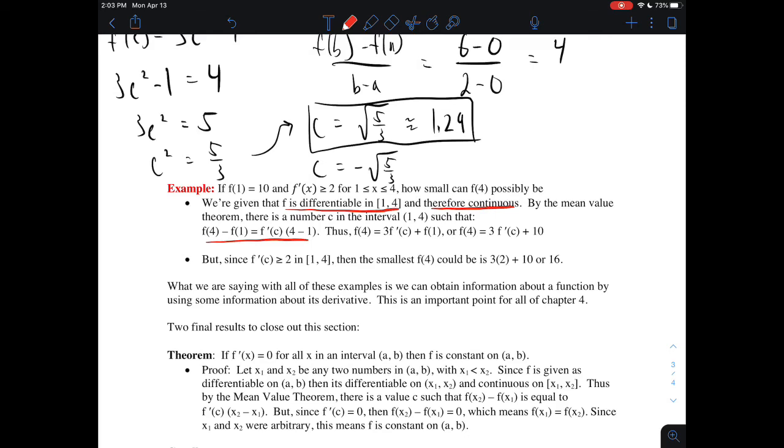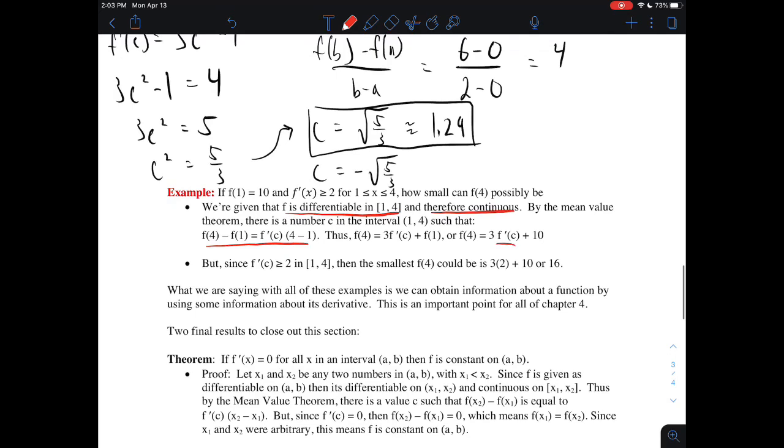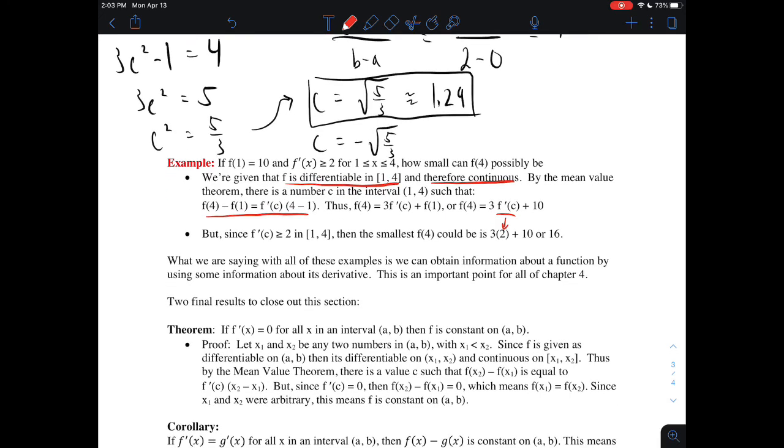Since we were told that the derivative is greater than or equal to 2 in that whole interval, then the smallest that the derivative could be is 2, which means that f of 4, the smallest it could be, would be 3 times 2, here I just replaced the derivative with 2, plus 10, or 16. That's kind of an odd example to look at, but the point of that example is what I've written here.